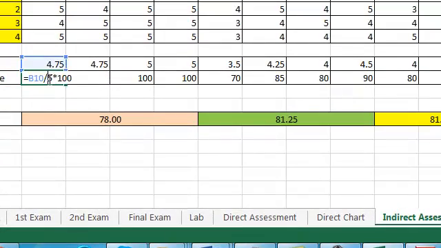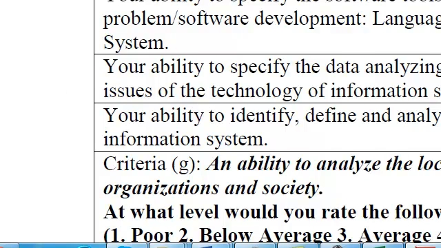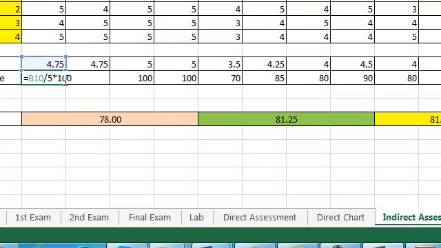After that, we need to find the percentage. So how can we find the percentage? Basically, the percentage is the average divided by 5, because we have 5 answer options. That's why we divide by 5 and multiply by 100. Then we can get the percentage.